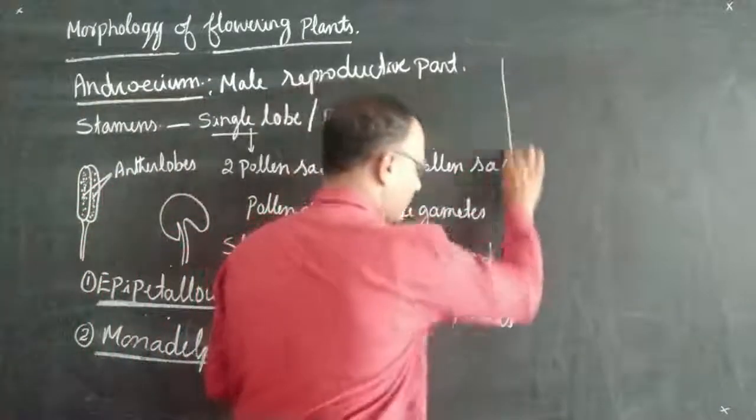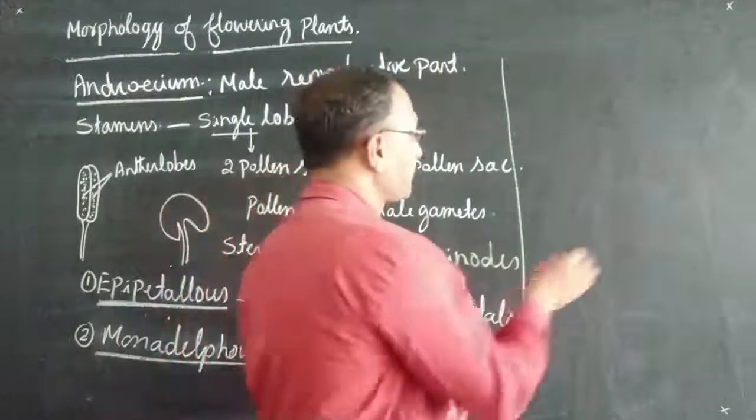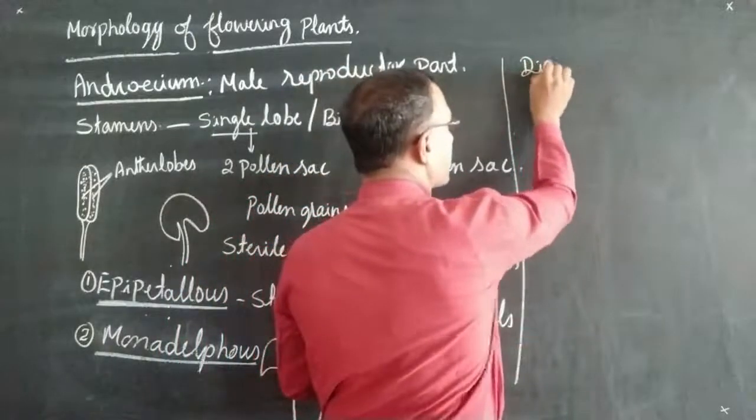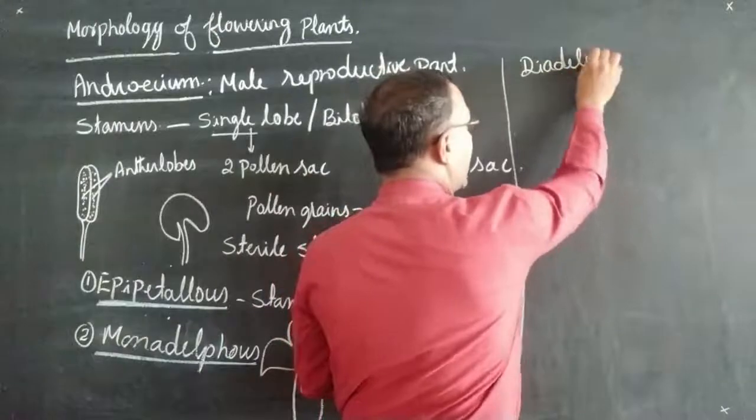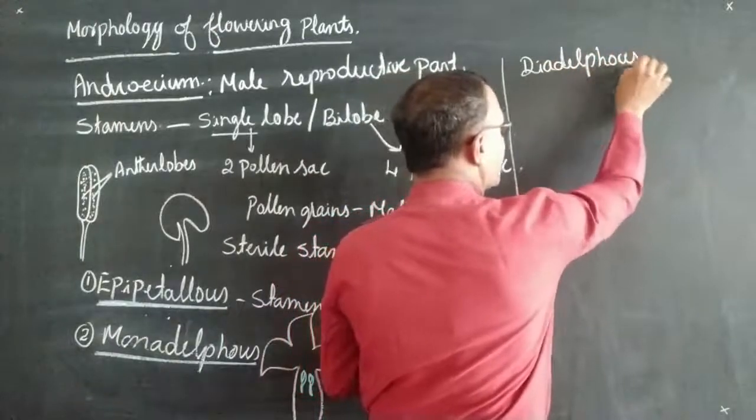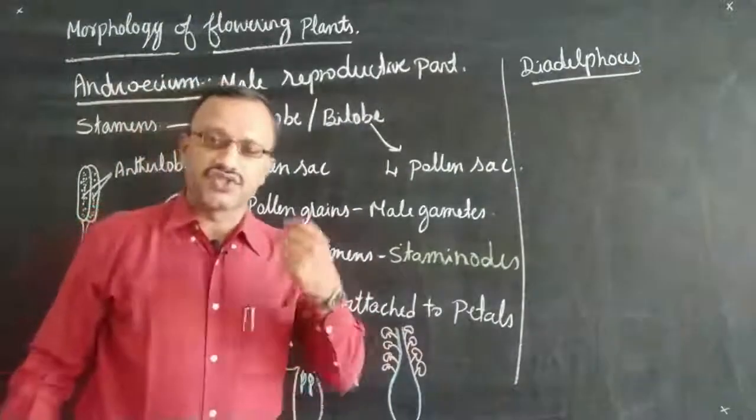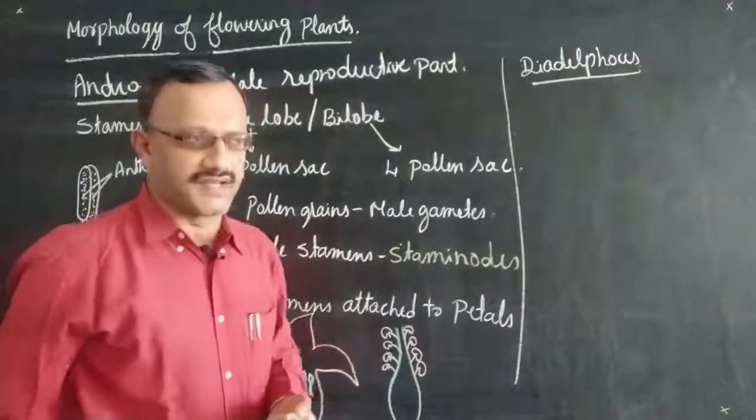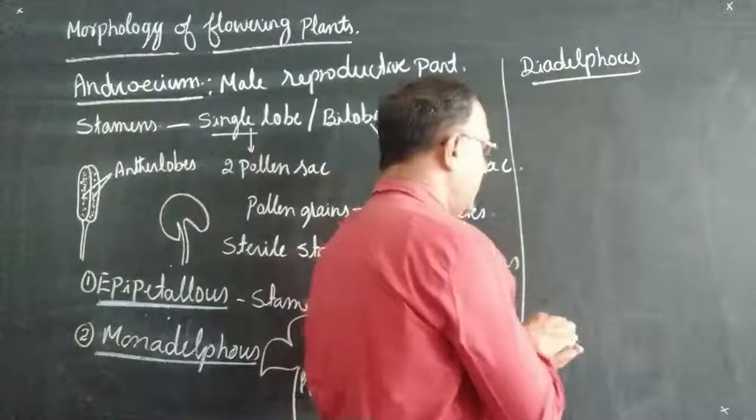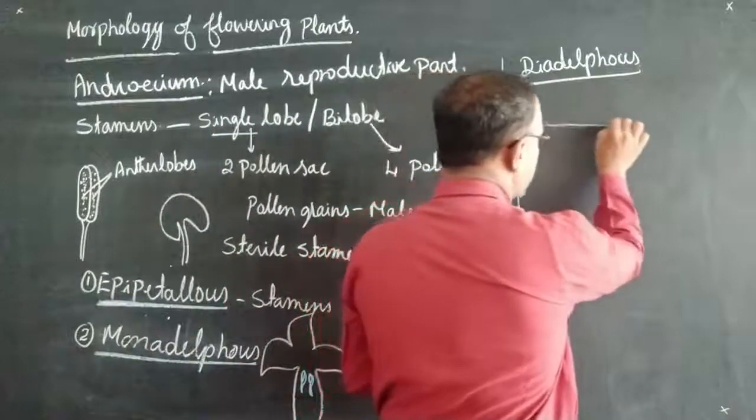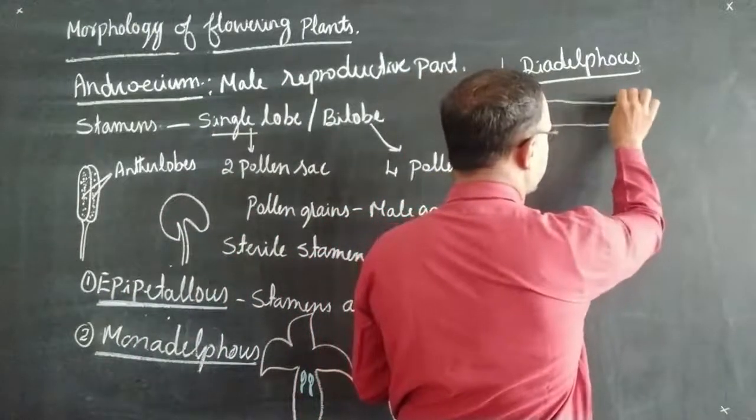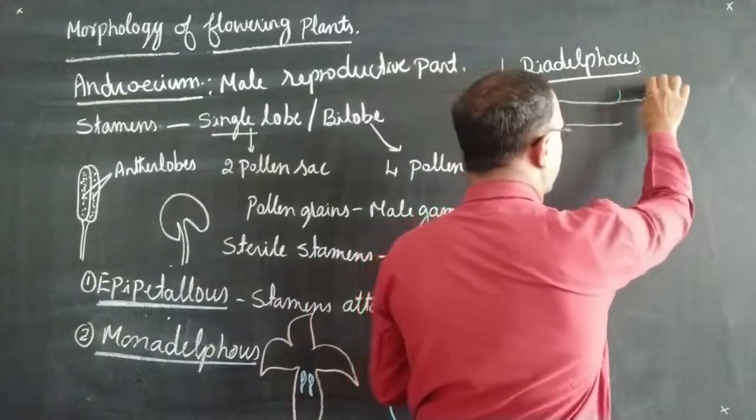Similarly, we have two other types. Diadelphous condition, as the name itself indicates, di means two bundles of stamens are found. Here, the stamens are arranged in two bundles.